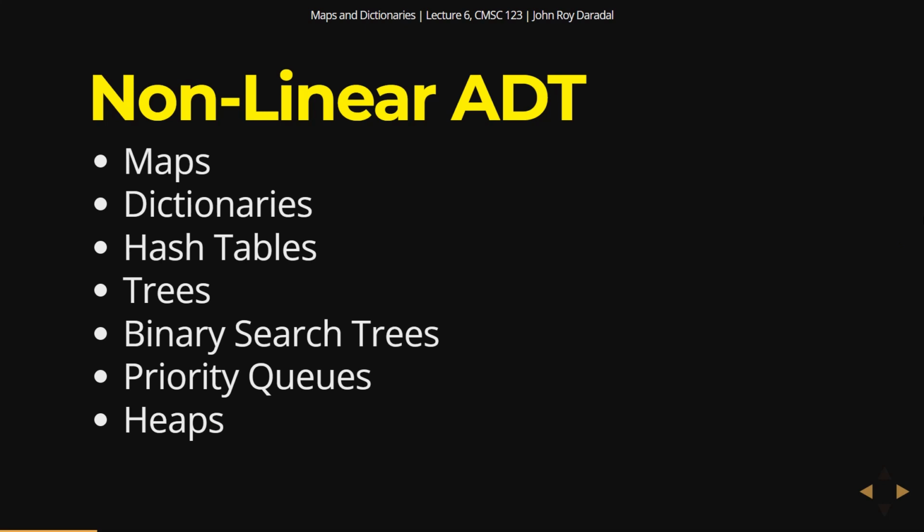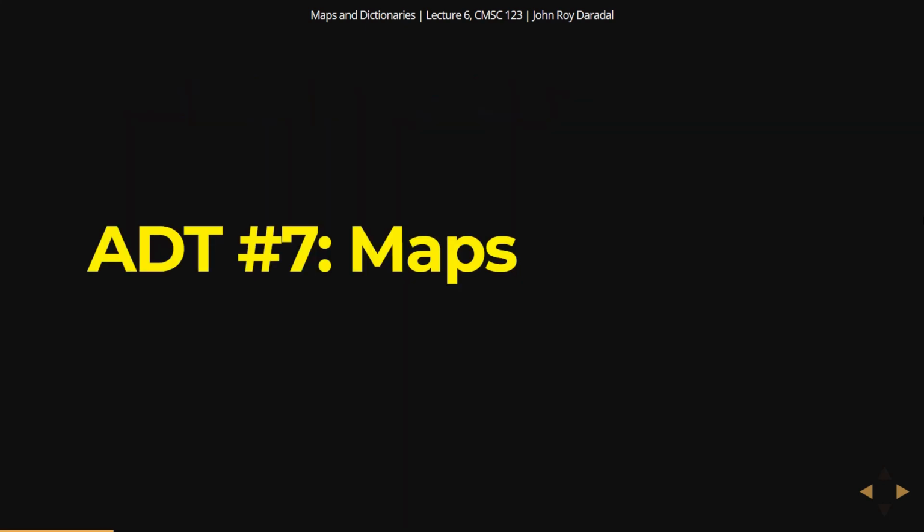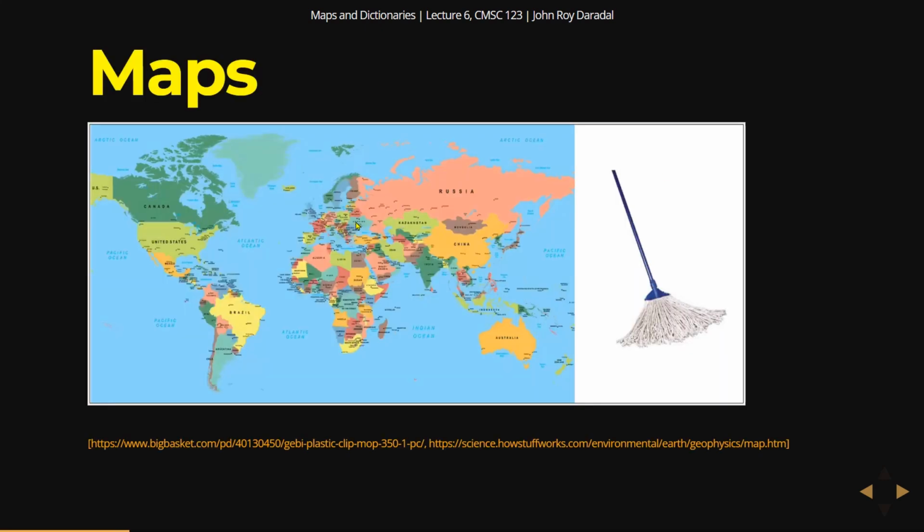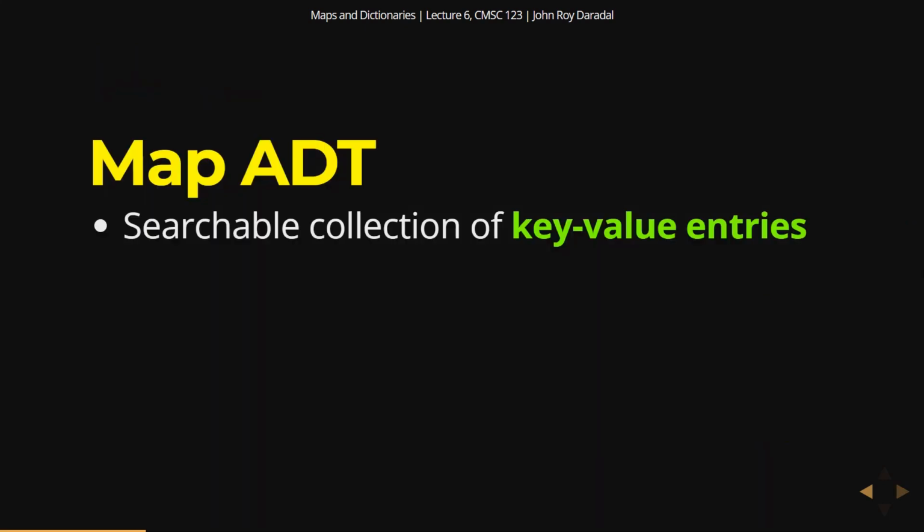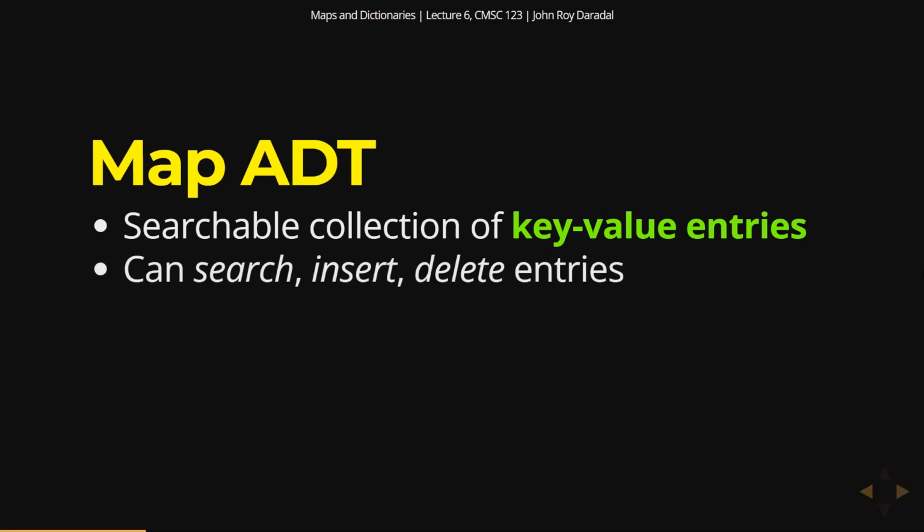Okay? So let's start with our 7th ADT now, which are the maps. Now, we're not talking about this type of map here, or this map, okay? The maps that we're talking about is the map ADT, which is a searchable collection of key value entries. So you have a pair, a key value pair, and we call this collectively as an entry. And we can search entries, we can insert entries, and we can delete existing entries. So you have the 3 basic operations: search, insert, and delete.